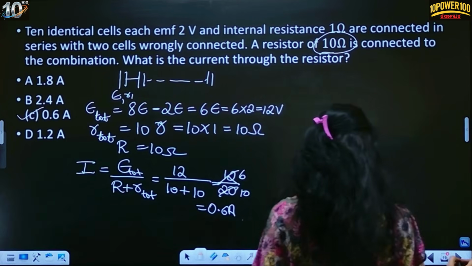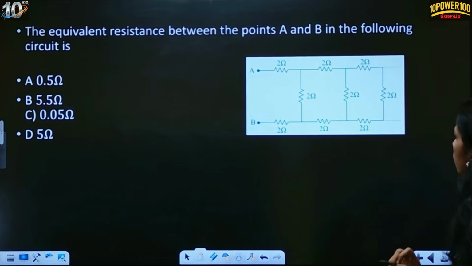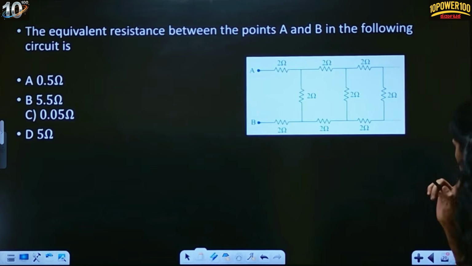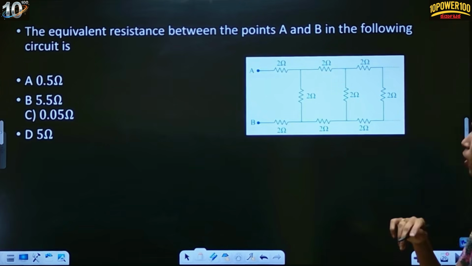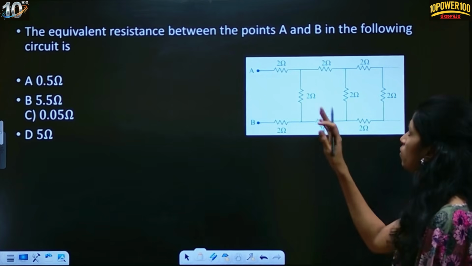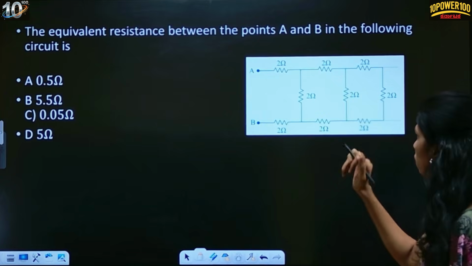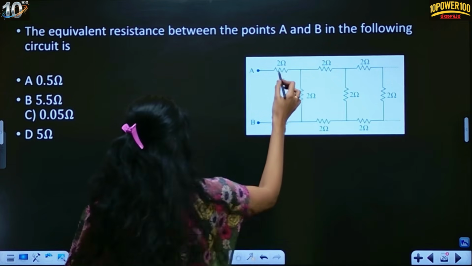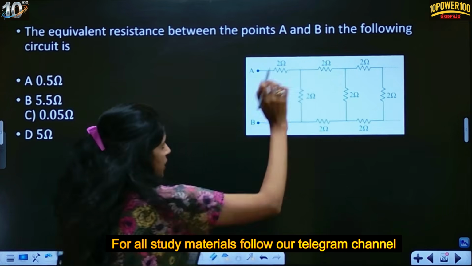Okay, that's it. Now, again this is a circuit question. There's an easier way to solve this question. So, the equivalent resistance between A and B in the following circuit. Here there are 2 ohm, 2 ohm, and the remaining all are connected in parallel.